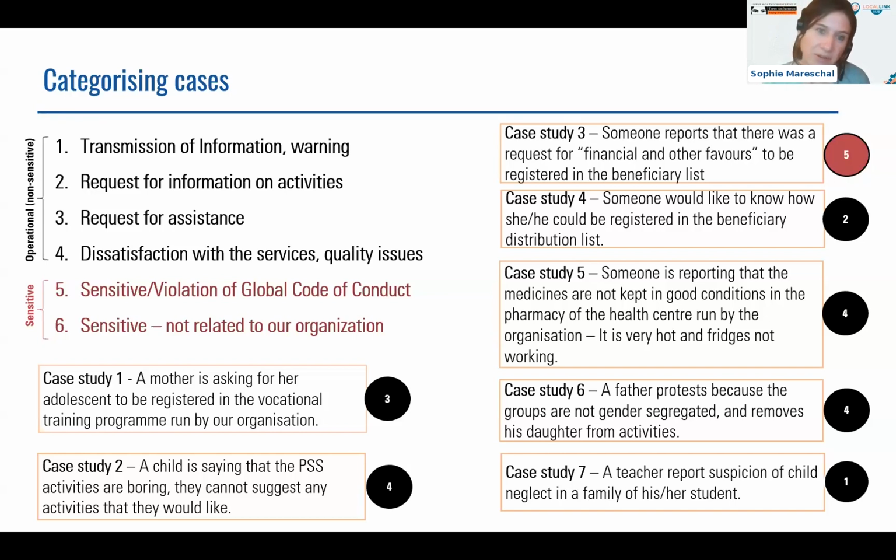The fact that we labeled 1, 2, 3, and 4 as operational, non-sensitive doesn't mean that they are not serious cases. There may be serious issues that are reported. It's just a matter of labeling, to distinguish cases that are alleged violations of the Global Code of Conduct versus the others, because they will follow a different case management process. So this is why cases of child protection are not categorized under sensitive types of cases. Thank you.